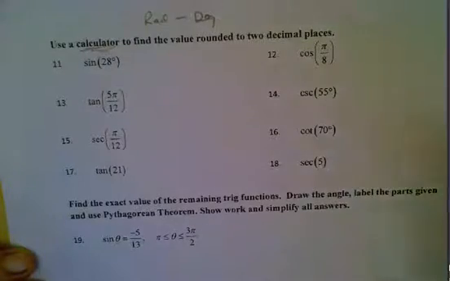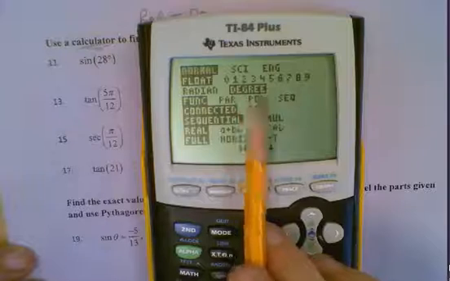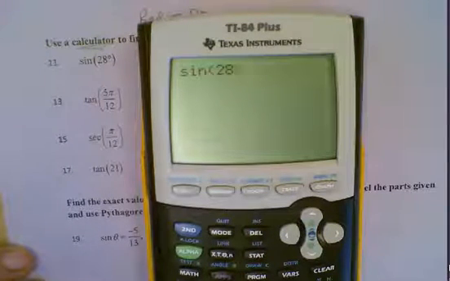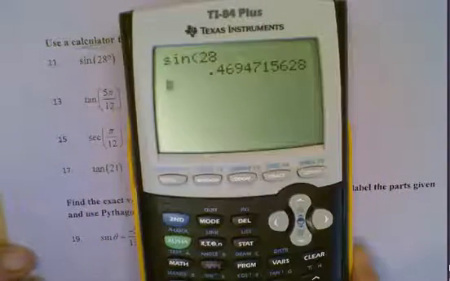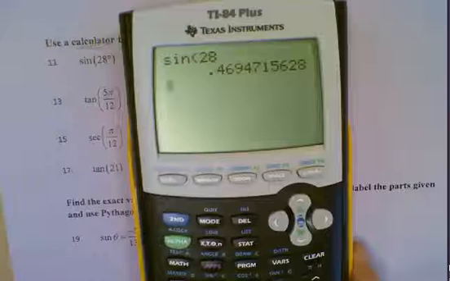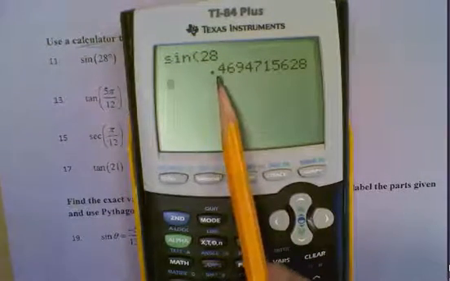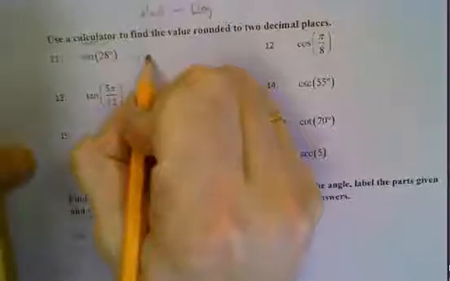All right, so the first one is sine of 28 degrees. So you go to mode, make sure you're in degree mode, which I am, and then I just need to hit sine of 28. Hit enter. It says rounded to 2 decimal places. Usually we go more than that when we're doing calculations, but this is just to make sure you can do it, so I'm going to put 0.47.